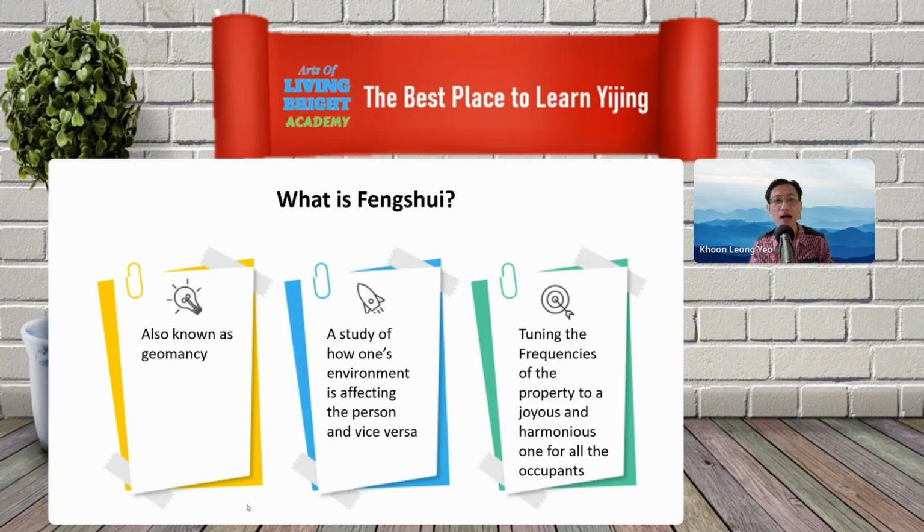And what is it about? It's a study of how one's environment is affecting the person and vice versa. That means not only does the environment affect the person, the person can also affect the environment. Have you noticed that the environment has changed over time? It may be due to you that the environment has changed, or it could be due to a collective view.